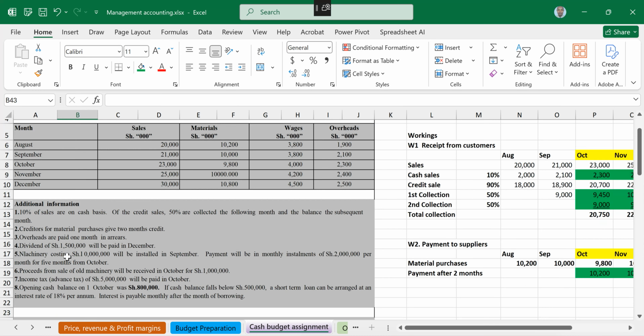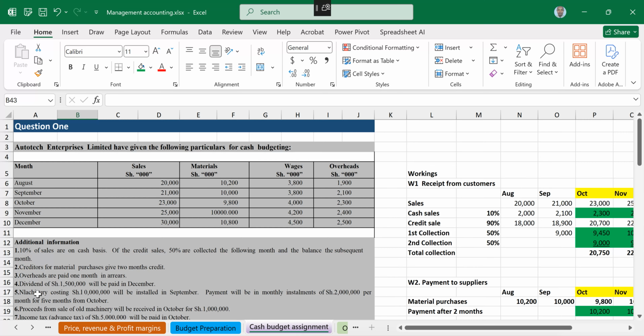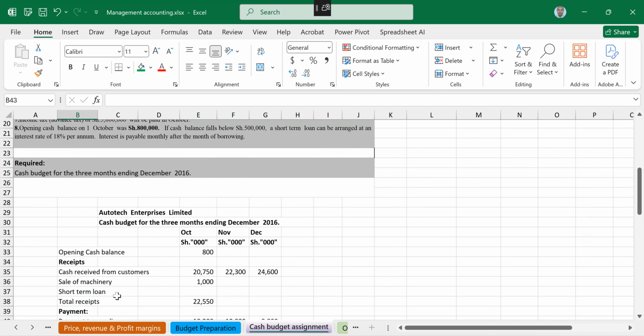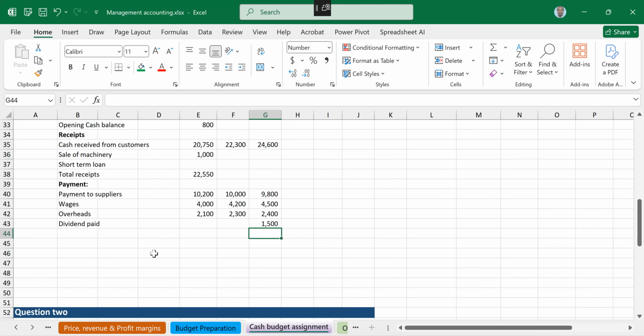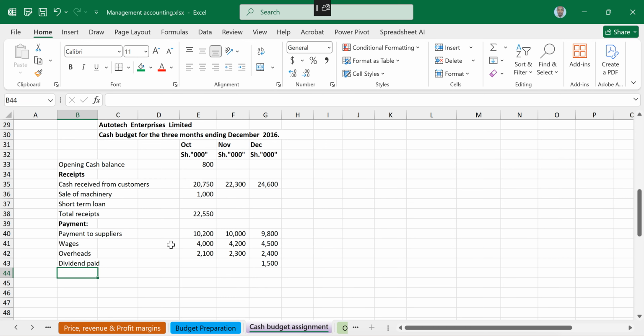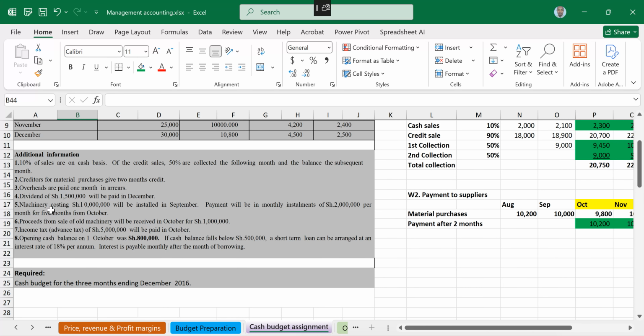After that, there is an item here for machinery, dividend. Dividend of 1,500 will be paid in December. So dividend paid in December, 1,500. Now from dividend, number 5, yes, again for that.